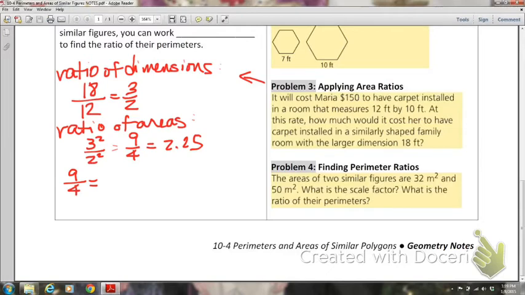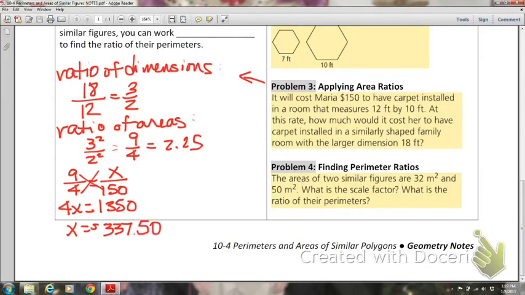equals the cost of the larger area, which is the one we need to know, over the cost of the smaller area they gave us to be 150. So since I put the larger number first, the 9 over the 4, on the ratio of the areas, I'll put the cost of the larger one over the cost of the smaller one on the right. So cross multiply these, you're going to get 4x is equal to 1350. Divide both sides by 4, and x is going to be 337.5.